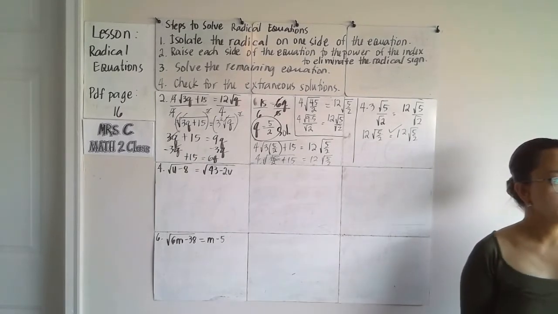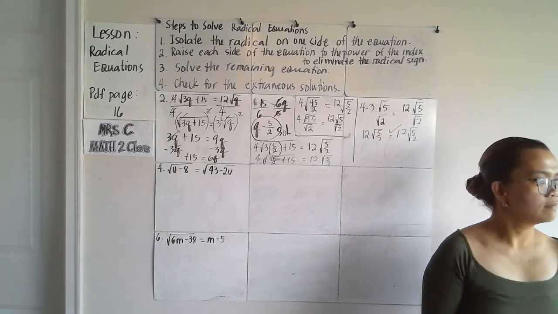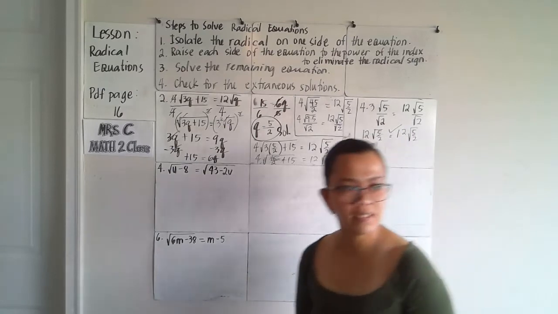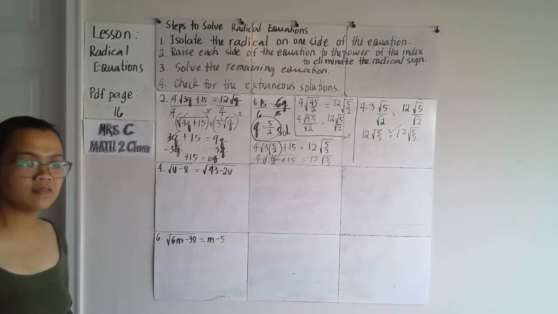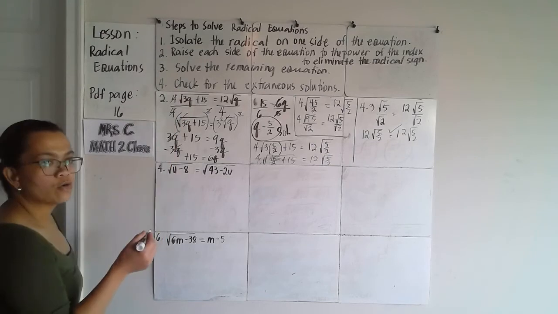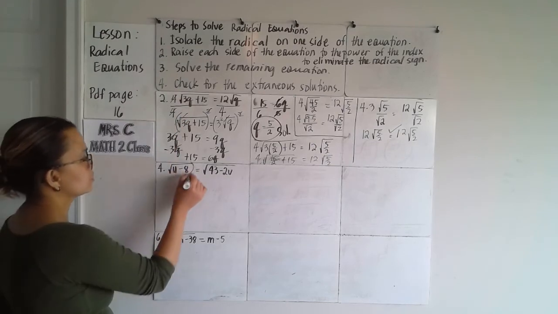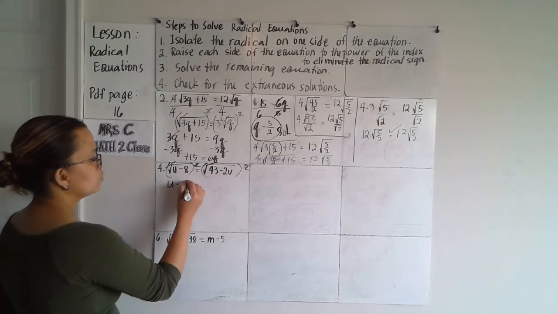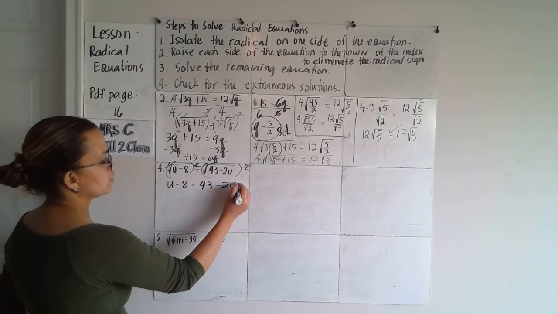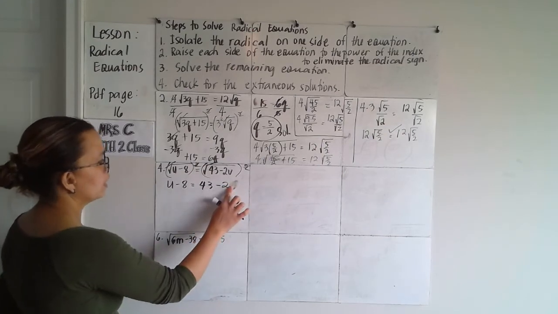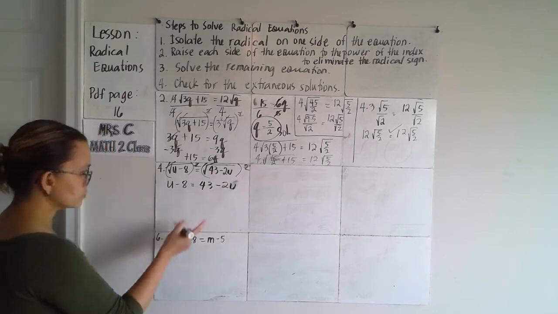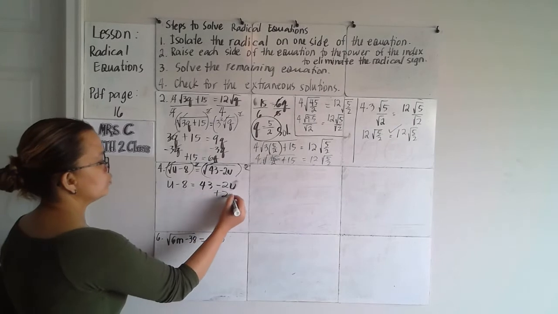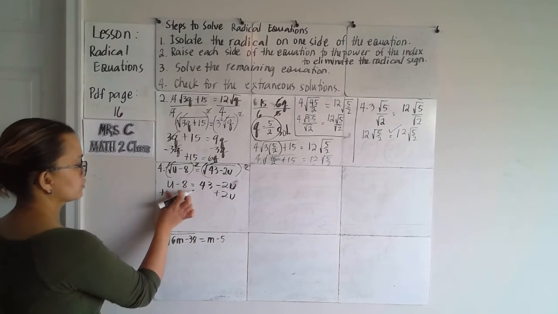Next, number 4. We can isolate some, oh, they are already isolated, so we cannot eliminate anything. So we need to proceed to the second step, which is to raise each side of the equation to the second power. Cancel, cancel. U minus 8 is equal to 43 minus 2v. This is v, not u. Ah, it's a u. All right. Then combine like terms. We can add 2u here, add 2u here.